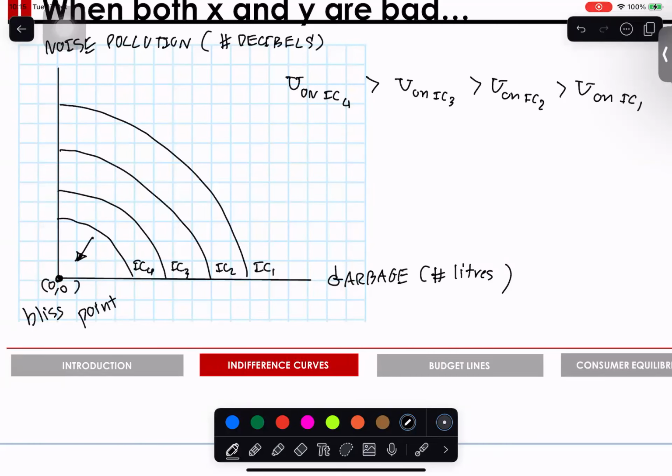Happiness level on IC4, the inner one, is greater than the outer IC. Being on IC4 is nicer than being on IC3. Being on IC3 is nicer than being on IC2, and so on and so forth. Let's check whether this makes sense or not.